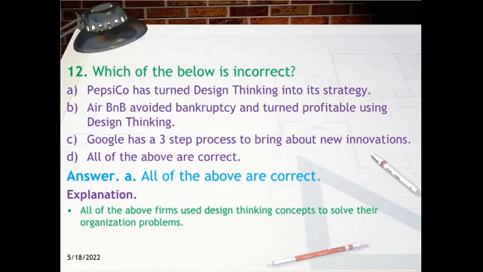12. Which of the below is incorrect? PepsiCo has turned design thinking into its strategy. Airbnb avoided bankruptcy and turned profitable using design thinking. Google has a 3-step process to bring about new innovations. All of the above are correct. Answer: A. All of the above are correct. Explanation. All of the above firms used design thinking concepts to solve their organization problems.